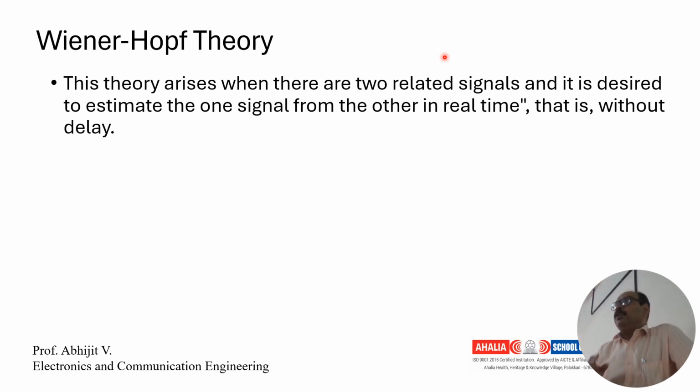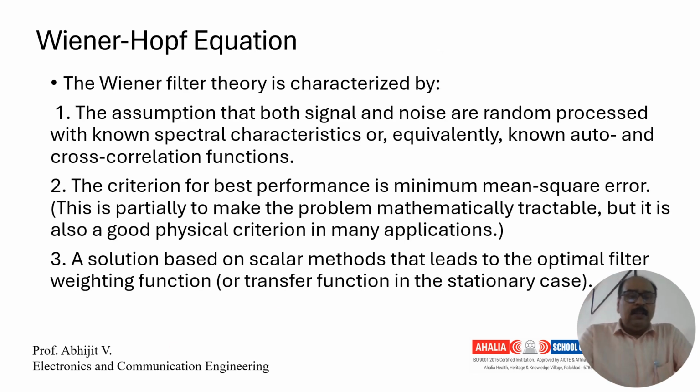The concept of Wiener-Hopf theory is very simple. We have two signals, one after the other. We are going to estimate the other signal without any kind of time delay from the first signal. This is the basics of prediction theory. It is applicable in many cases. We are going to predict another signal from one signal without any kind of time delay. These are the important characteristics of the Wiener-Hopf equation.